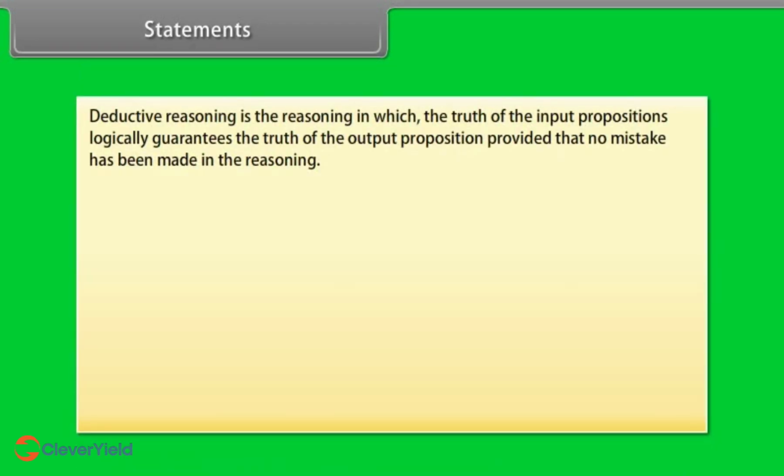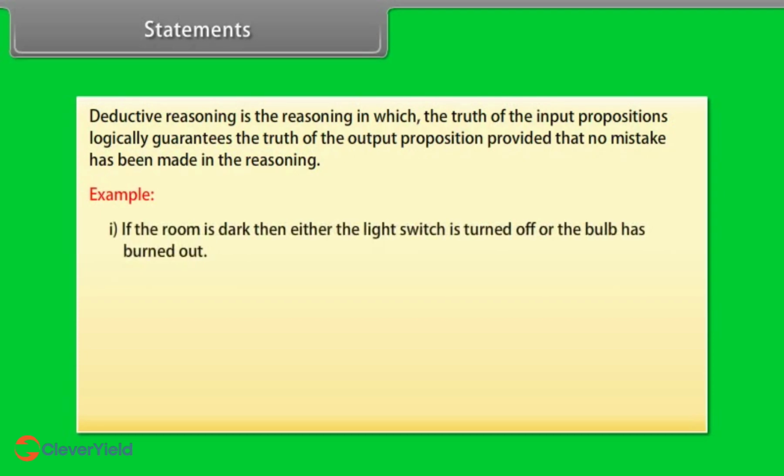Deductive reasoning is the reasoning in which the truth of the input propositions logically guarantees the truth of the output proposition, provided that no mistake has been made in the reasoning. Example: a reasoner who infers from the belief. 1. If the room is dark, then either the light switch is turned off or the bulb has burned out. 2. The room is dark. 3. The light switch is not turned off. To the conclusion, the bulb has burned out.